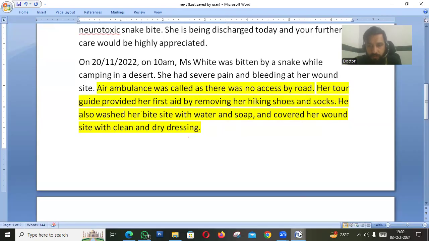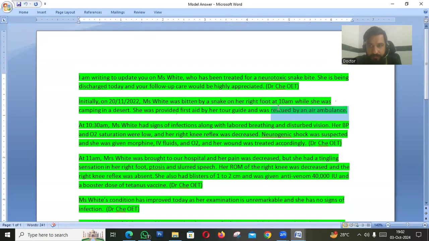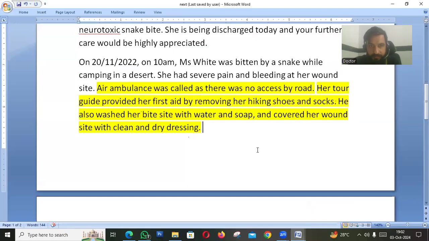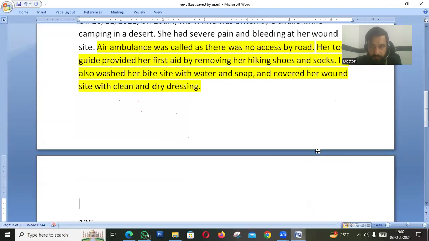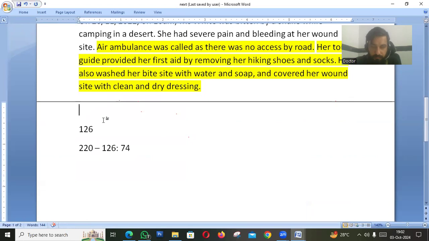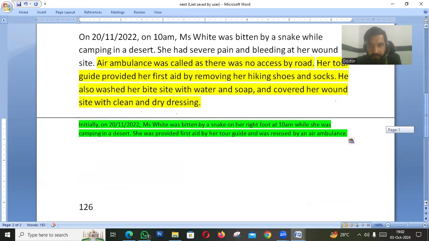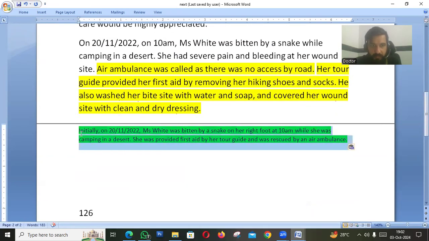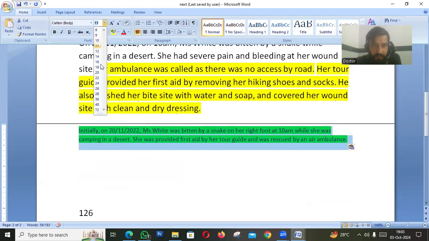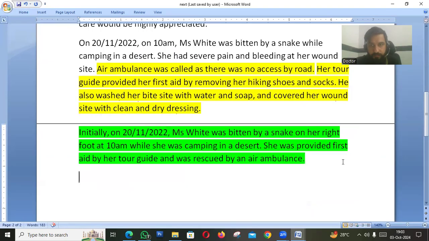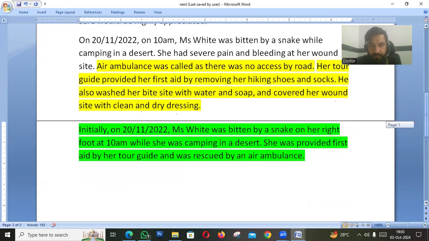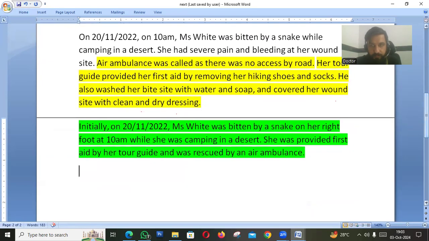So now I will show you what I have written in the model answer. Just 39 words, almost half of what you have told me. Can anyone read this for me, please? Just let me make it a little bit bigger. Any nurse? I would prefer one nurse who can read this for me. Yes, please. Can you read it?